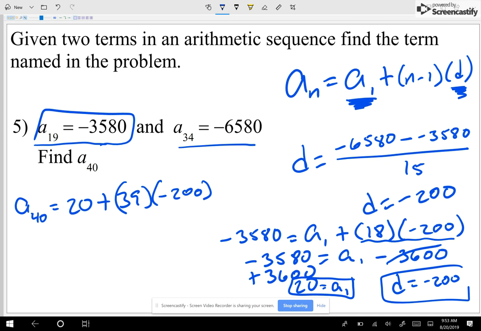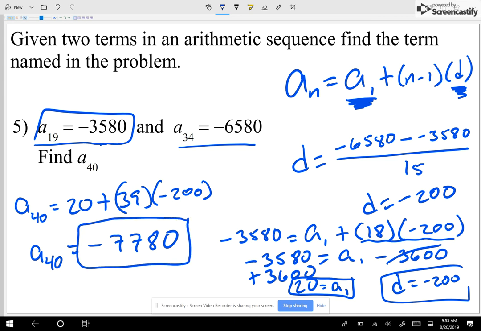I'm going to go 39 times a negative 200. And then I'm going to add 20. Remember, I do the multiplication before I do the addition. So a sub 40, in my case, gives me negative 7,780. Don't have to put the commas on your answer, just the digits. Do make sure you do put in the negative sign though. So negative 7,780.